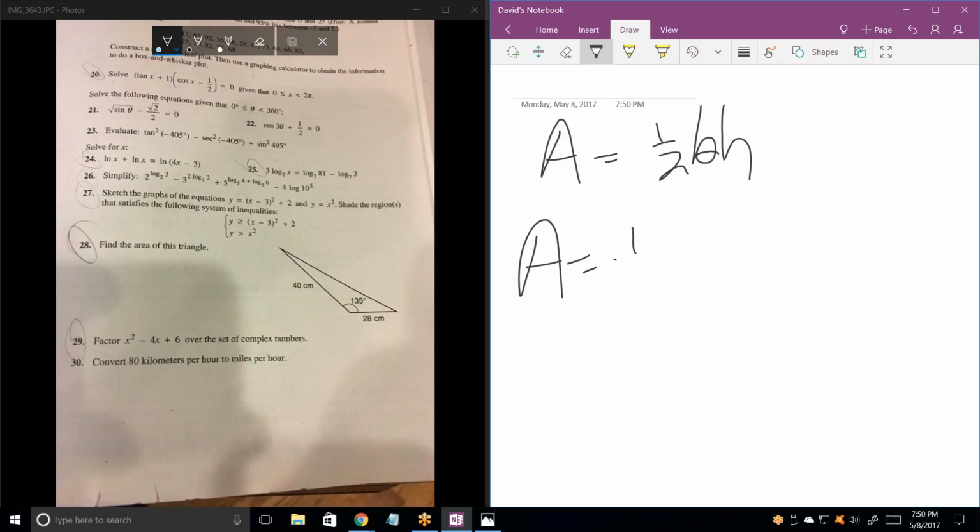So it's 1/2 base times the height, which is not even the vertical height. In other words, it's 1/2 of one side times the other side times cosine of the angle between them.